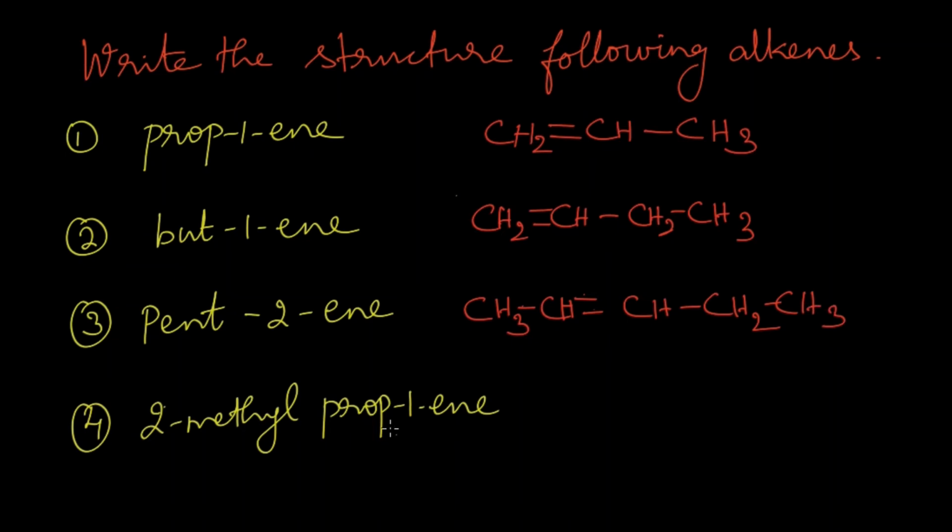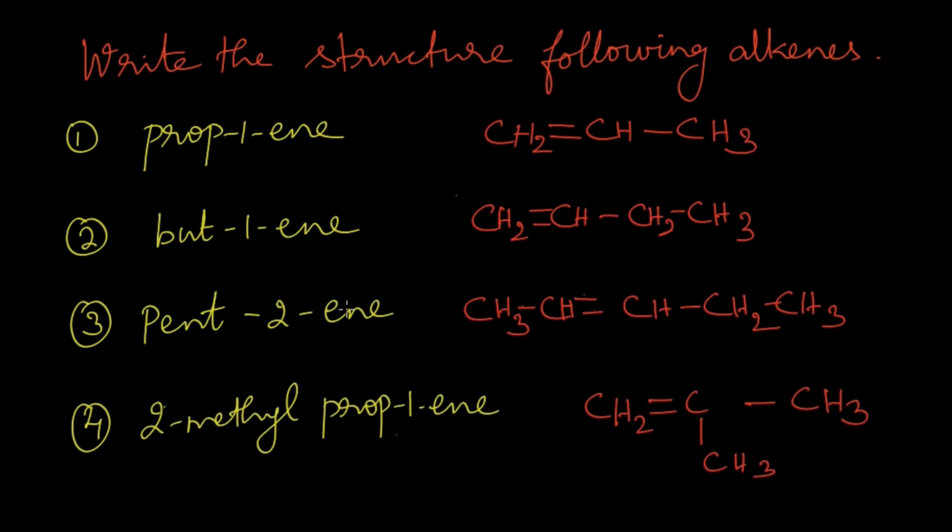And here 2-methylprop-1-ene. Prop means 3 carbons. Okay. In the second carbon, the methyl group is attached. And in the first carbon, the double bond is present. And how many carbons should be here? 2 carbons. Here, there should be 1 bond. So 1, 2, 3, 4 bonds are there in the center carbon, so we need not write hydrogen here. And here only 1 bond is there for this carbon, so we need to write CH3. These are the structures for these compounds.